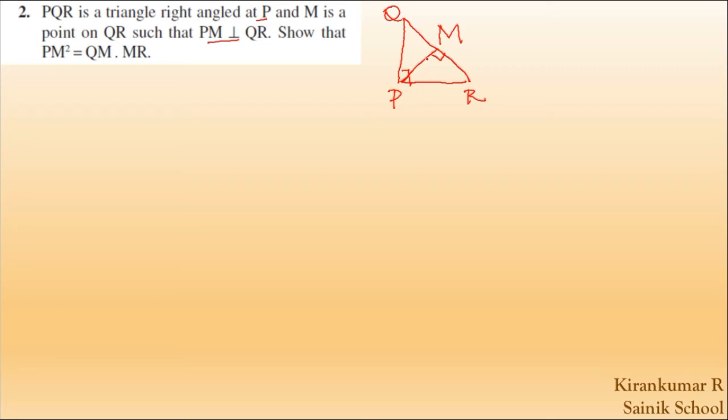Okay, this will be the figure. Let me consider the angle MPR, this smaller angle, as X. This angle will become 90 minus X. So let me mention that. Let angle MPR be X. So the angle MPQ will become 90 minus X.